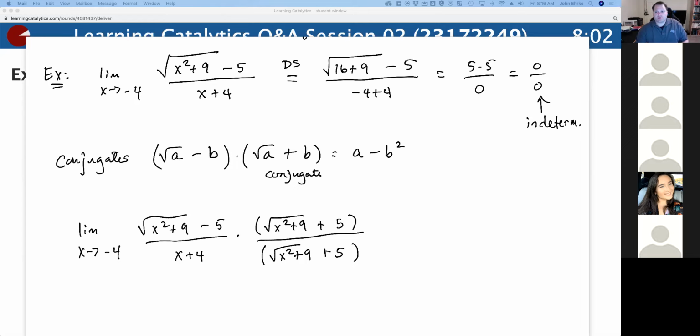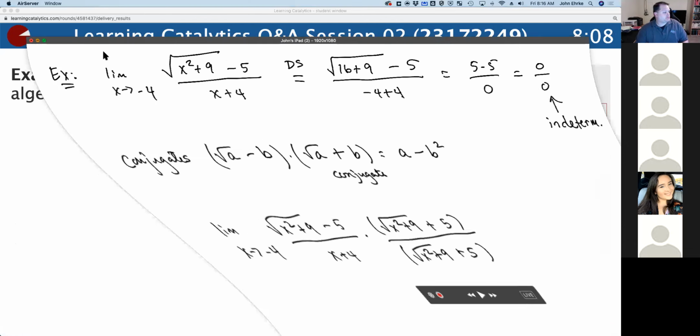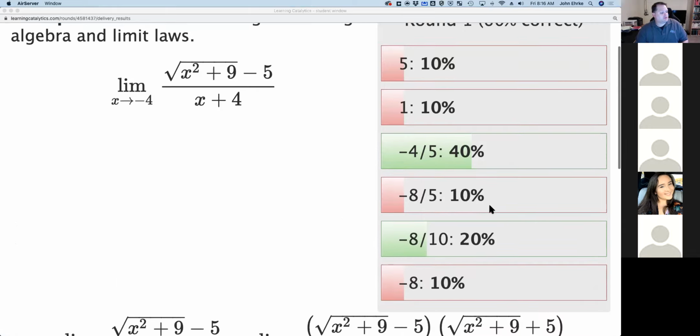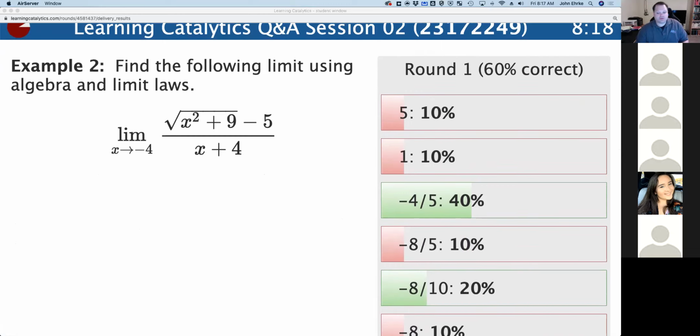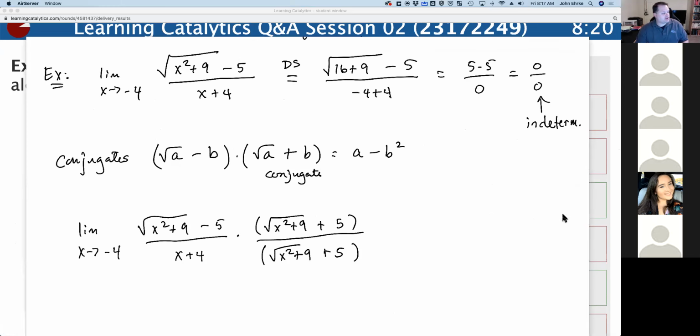All right, so what we have here, y'all did pretty well on this one. This one's a little difficult. 60% of us got it correct, and this one's pretty close. I think I just missed a factor there. So not bad. All right, so let's take a look at it, finish it out together.